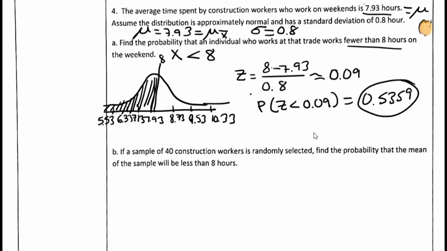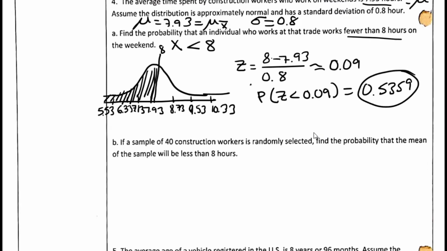Now let's switch up the problem. The same exact scenario, but now looking at if a sample of 40 construction workers is randomly selected. So this is our sample size, n. Find the probability that the mean, x bar, of the samples will be less than 8 hours. So we're looking at the mean is less than 8, no longer the x bar. All right, so therefore we're going to use the sampling distribution of sample means. So we're going to draw that. Okay, skinnier curve.